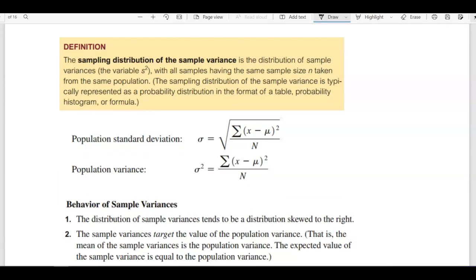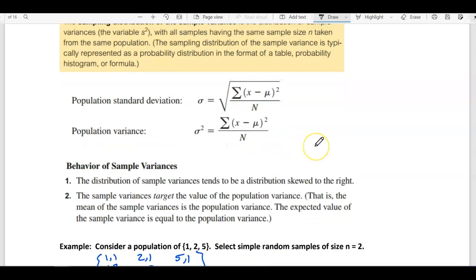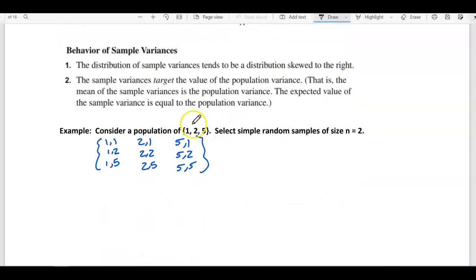So let's look at the next one. Let's look at the sampling distribution of the variance. So we have to recall that the population variance formula is a little bit different. So when we find that population variance, we'll have to use StatCrunch a little bit differently, a different option there.